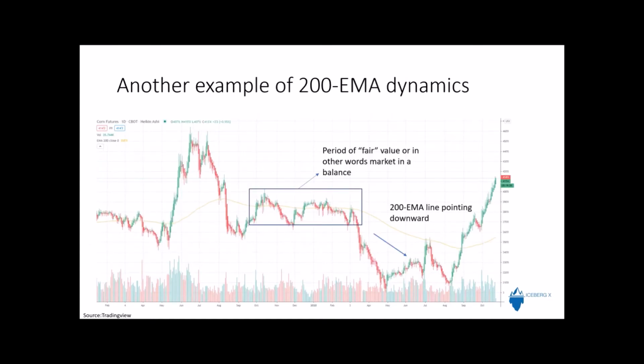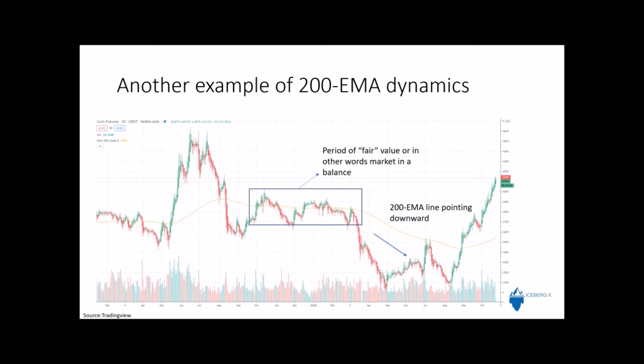Now, another example is on corn futures. You can clearly see we have been in a tight range from around October last year to pretty much early March of this year, before the kicking in of lockdowns across many major economies. You can clearly see the market was trading in quite a tight range, but at most times, most of the candles were below the 200 EMA line.